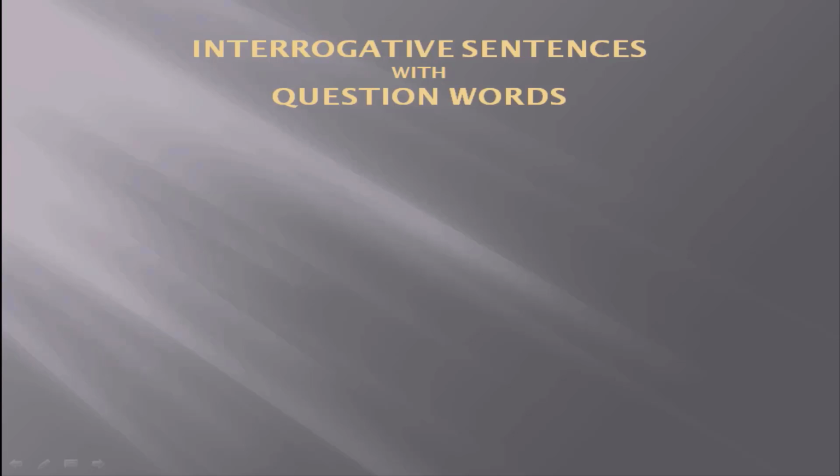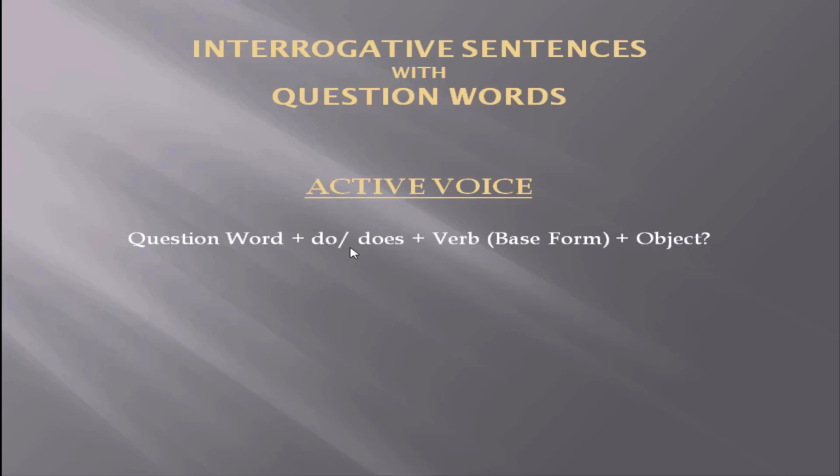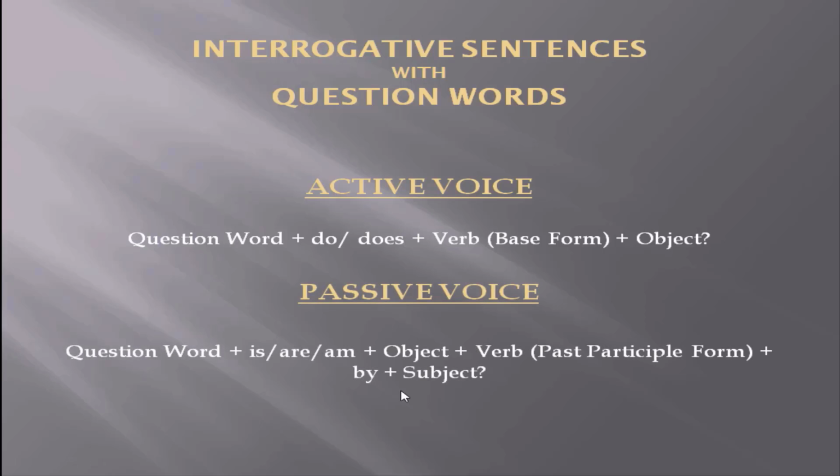Now we'll discuss interrogative sentences with question words. In these sentences, the structure of active voice will be question word plus do or does plus base form of verb plus object. The structure of passive voice will be question word plus is, are, am plus object plus third form of verb plus by plus subject.